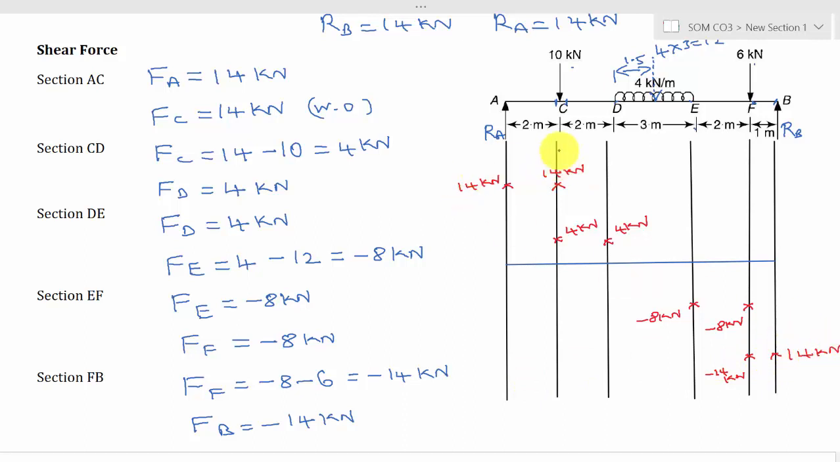So now we can connect this. Remember that in the section DE we have a uniformly distributed load. In case of uniformly distributed load, the shear force will be an inclined linear line. If there is a point load, then it's a straight line. So from 14 it reduced to 4. Then from 4 to minus 8 it is subjected to a uniformly distributed load, so it's an inclined straight line. Then here it's a straight line. Then from minus 8 it reduced to minus 14, and from minus 14 it is minus 14 again. So this is the shear force diagram of the given drawing.